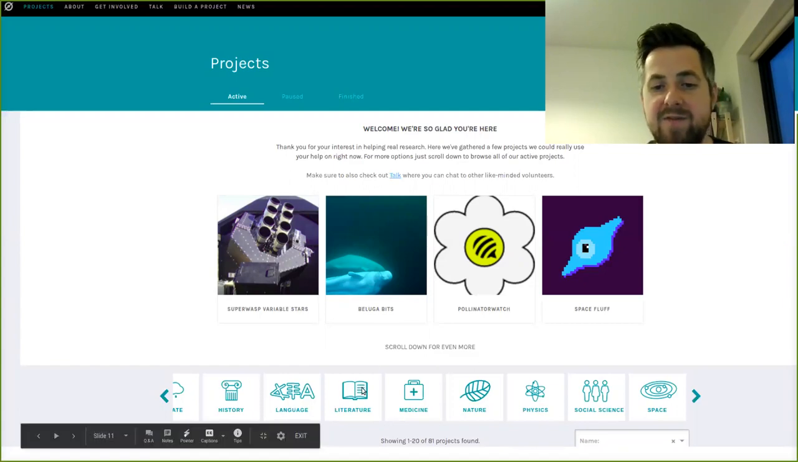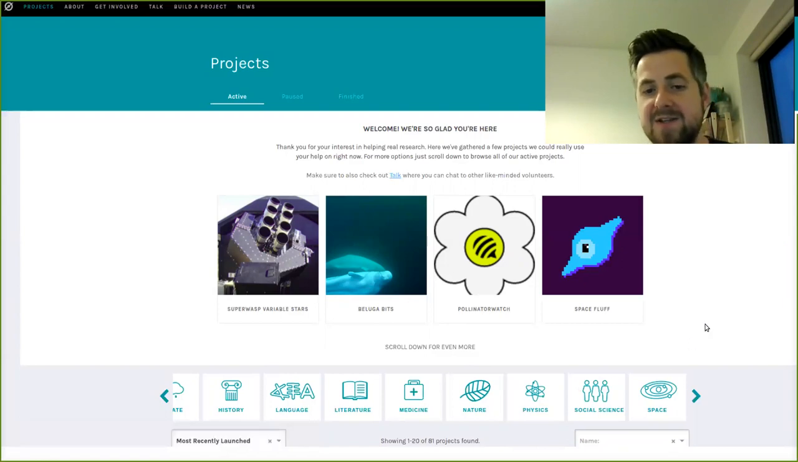And you can see you can actually filter by all these various disciplines here, from history to medicine to nature and to space and physics. So we really do cover a broad range of disciplines on the platform.